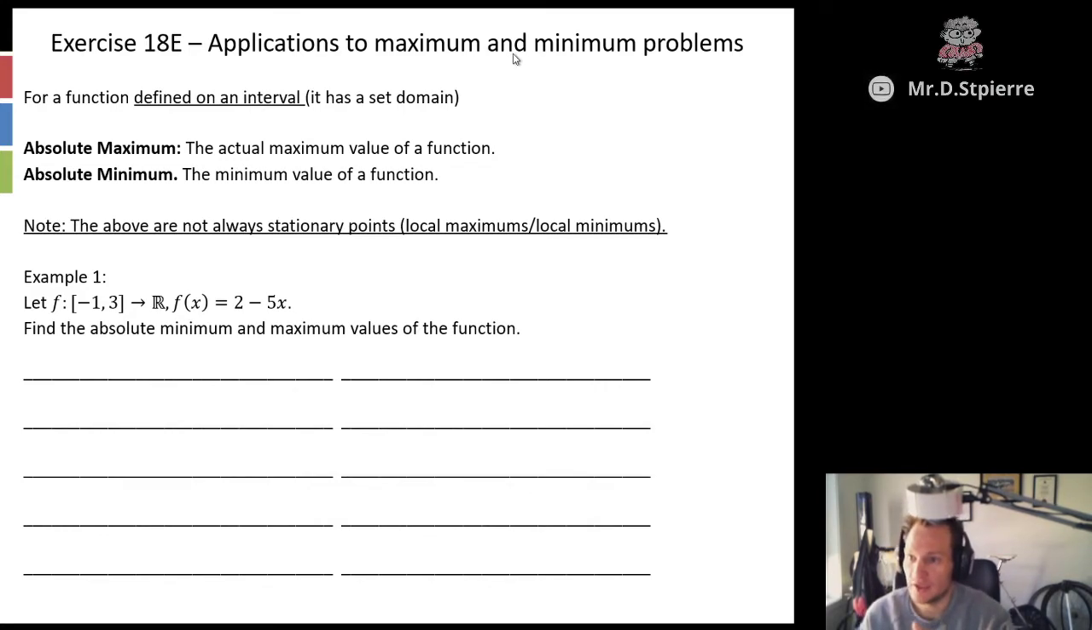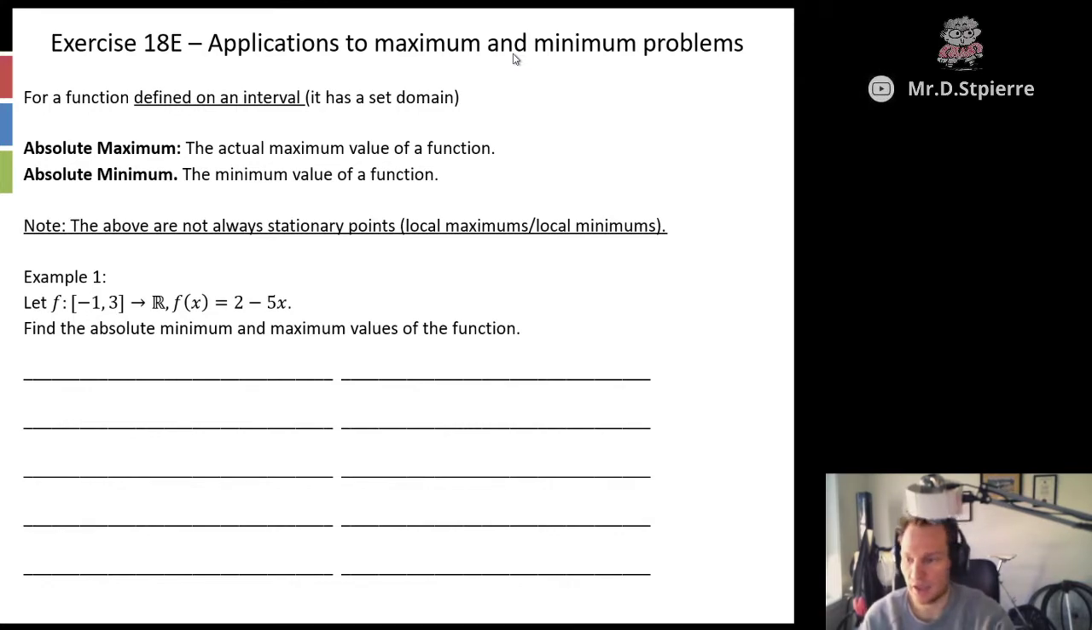So yeah, the learning intention is to apply maximum minimum skills to real life problems. Your success criteria will more deal with, can you successfully interpret a problem, identify the function in it, identify the derivative that you need to find within it, letting that derivative equal 0, solving, and then getting the relevant information and then converting it back to the contextual situation.